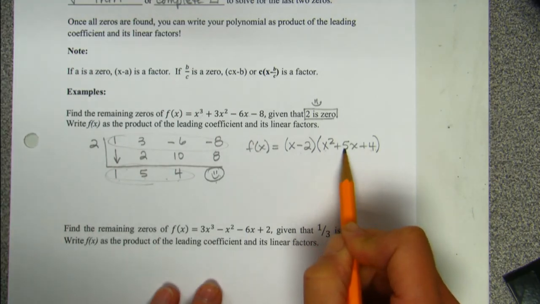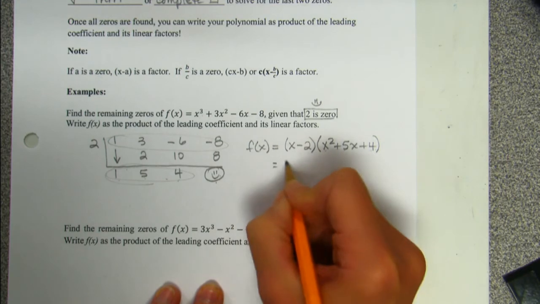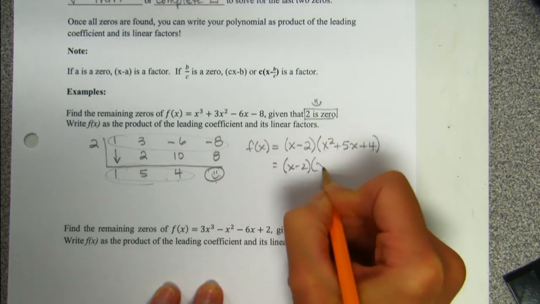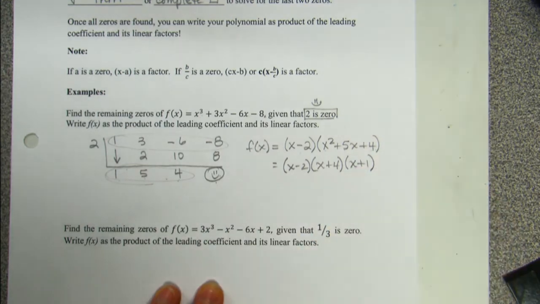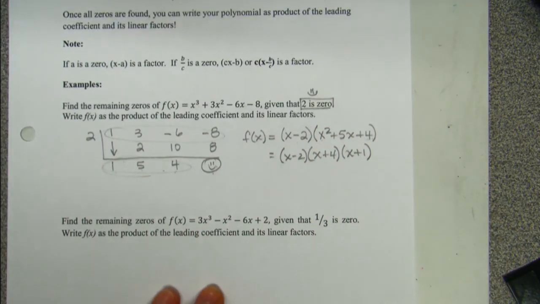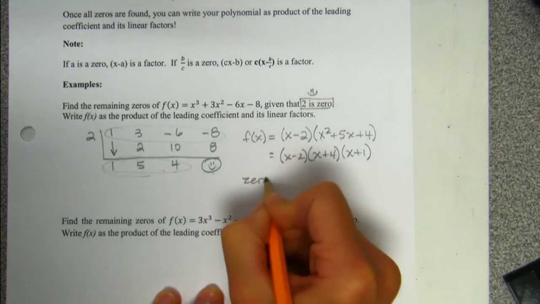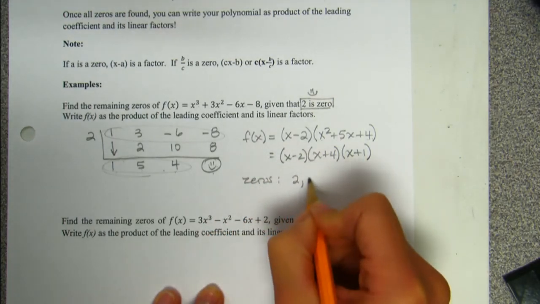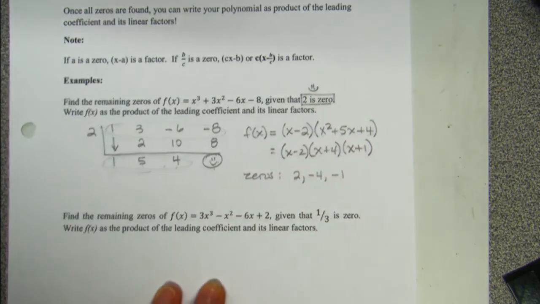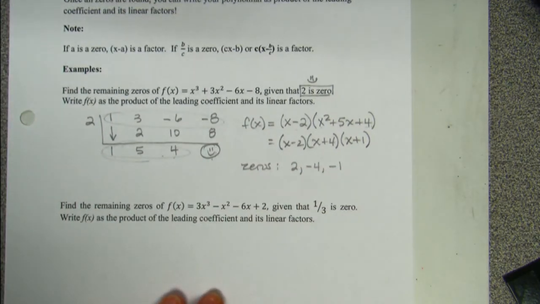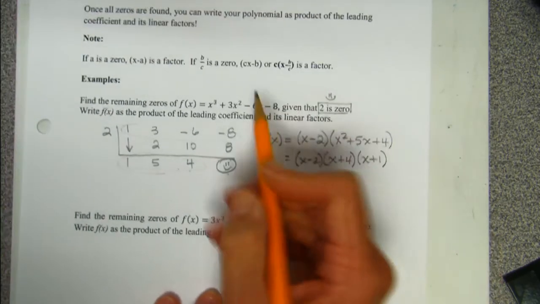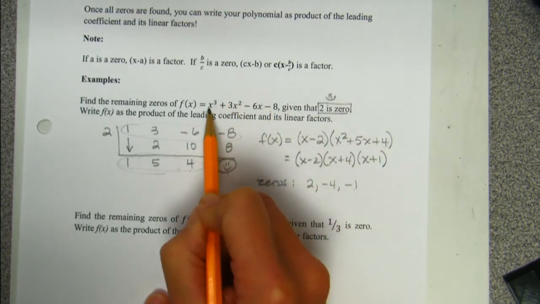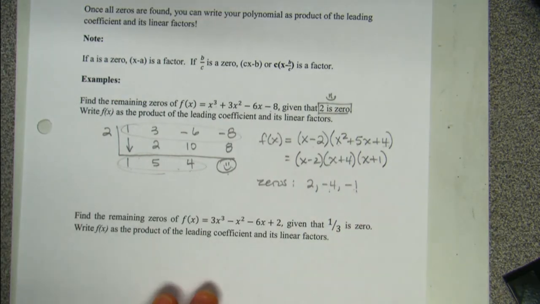Hallelujah, 4 and 1, right? So our final answer factored is x minus 2, x plus 4, x plus 1. And my zeros are 2, -4, and -1. These will be my x-intercepts if I ask you to graph it. You found them, we're good. That's the hardest part because you can get the y-intercept, you can get the far left, but we need the x-intercepts if we're going to graph it.